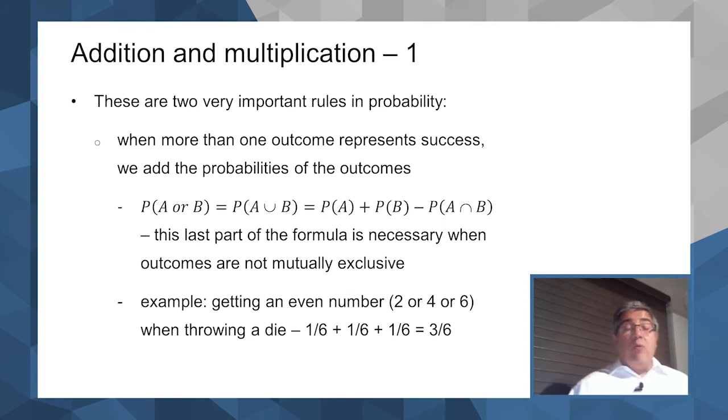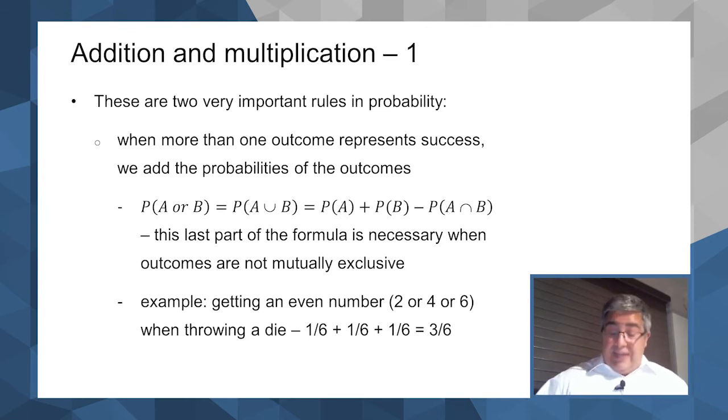So in my example, 2, there's a 1/6 probability, 4, there's a 1/6 probability, 6, there's a 1/6 probability. So if success is 2, I've got a probability of success of 1/6. But if it is an even number, then the probability of success will be 1/6 plus 1/6 plus 1/6, as it shows in there.